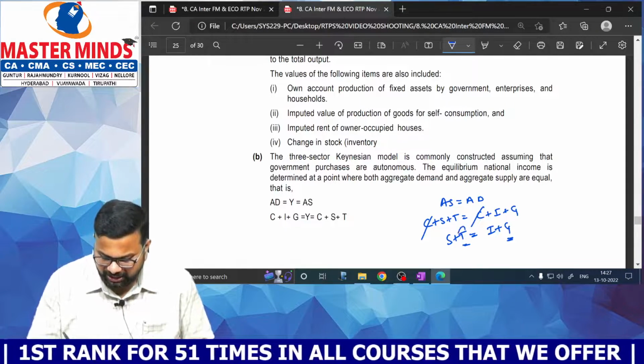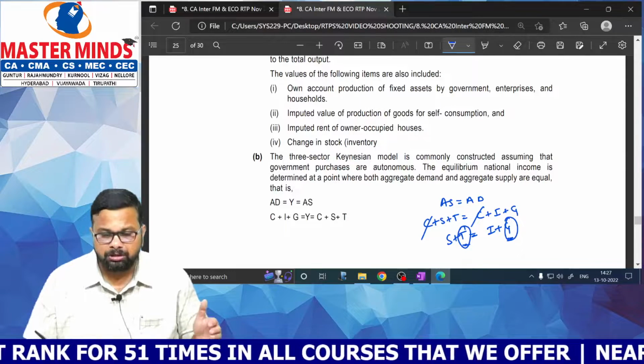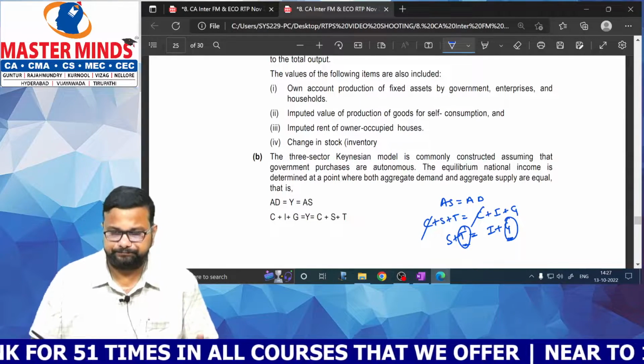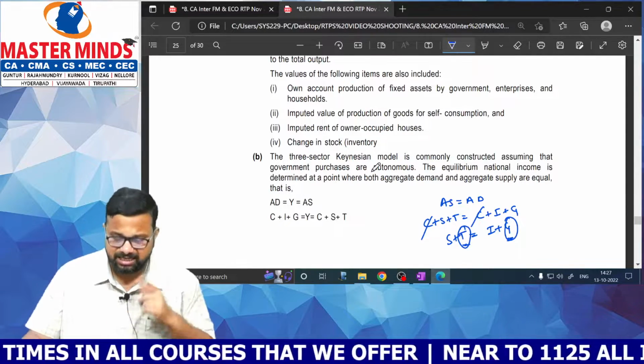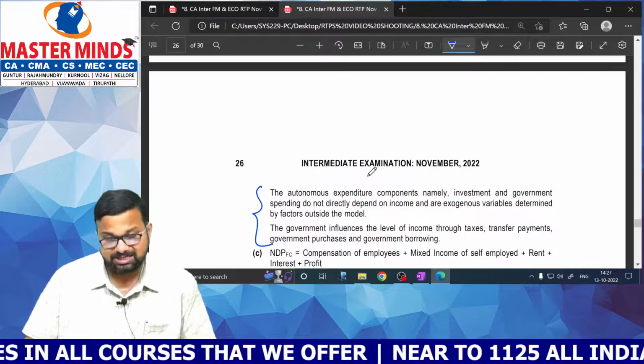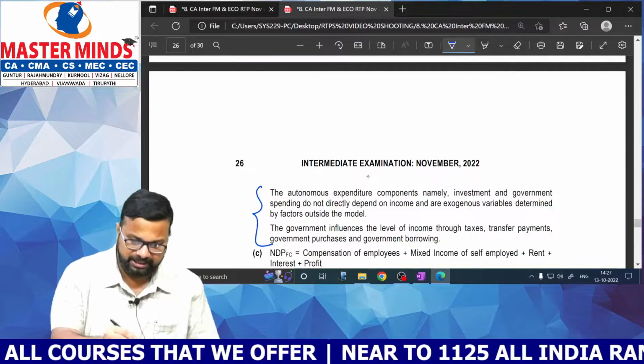Here T and G are both components related to the government sector. The government will try to influence the economy with these two, that is, taxes and government expenditure. The same thing is given there, and it is already there in our material.